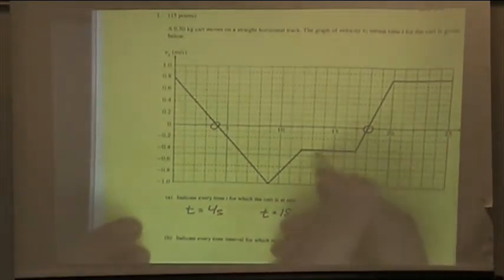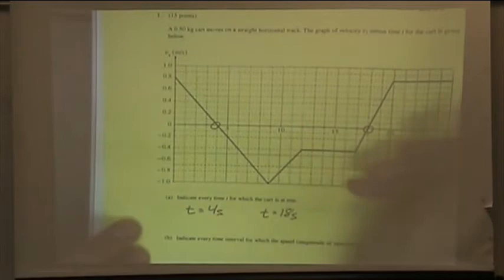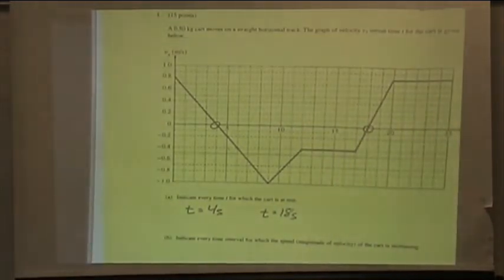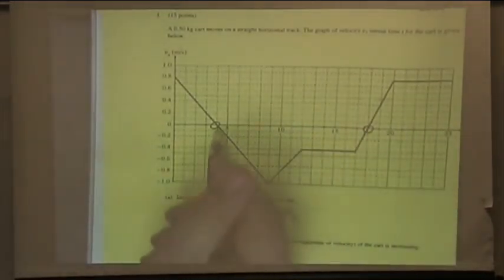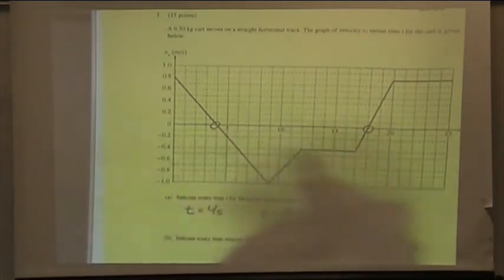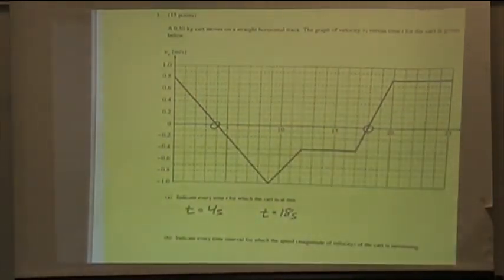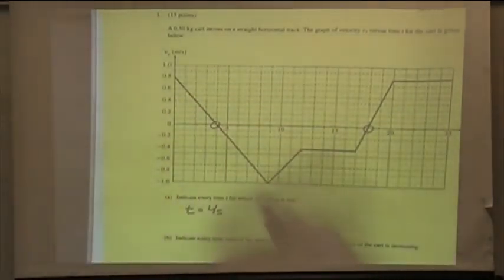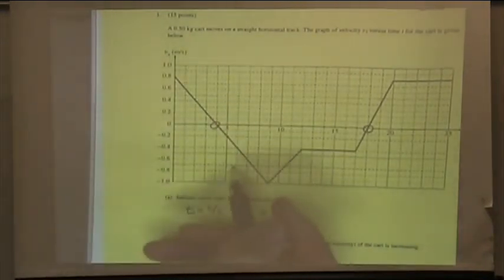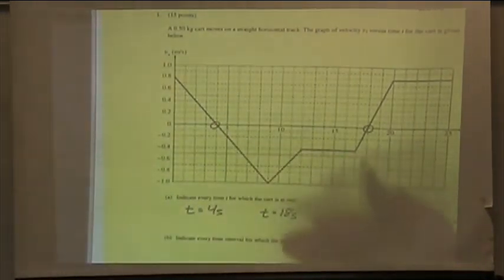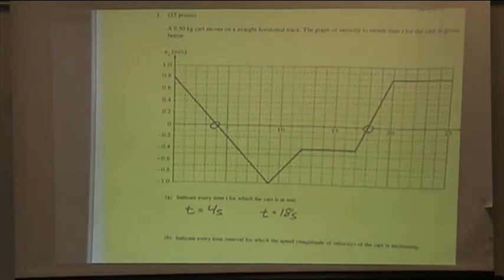Don't be fooled into thinking that the flat parts are at rest, because this isn't a distance graph. What's happening here is that the object is changing direction at these points. Even though you have a steady slope, remember that slope means acceleration, not the actual velocity of it.